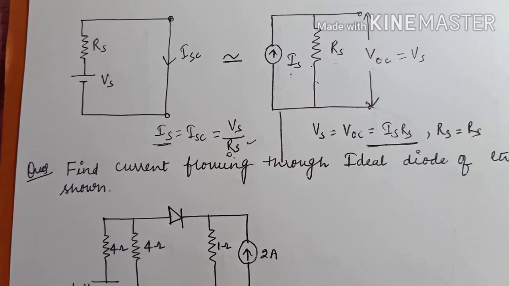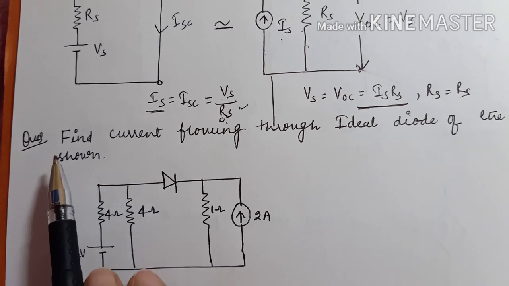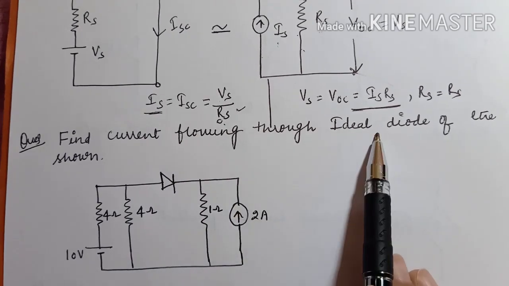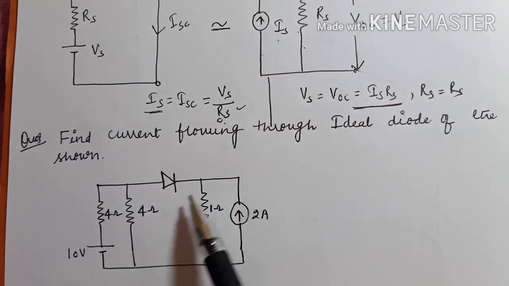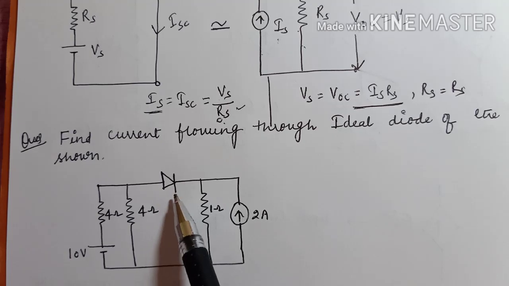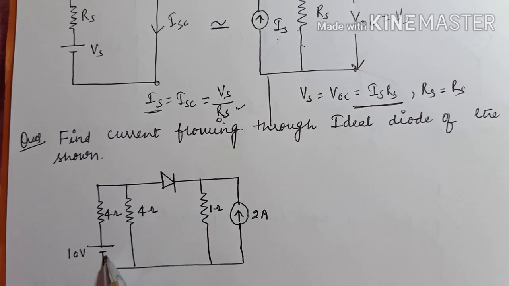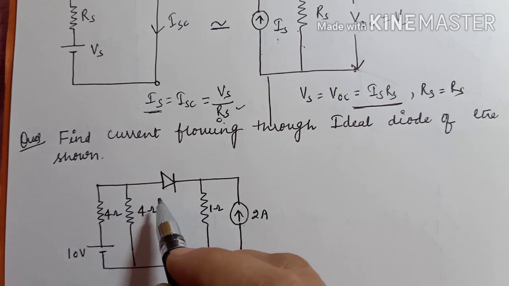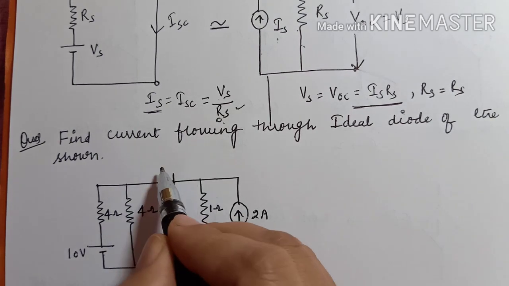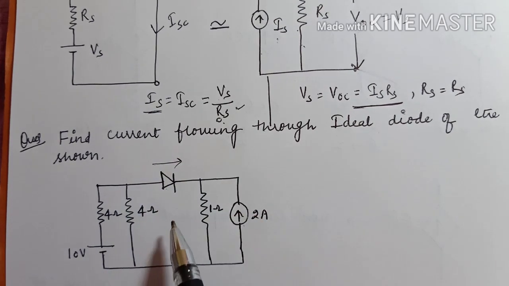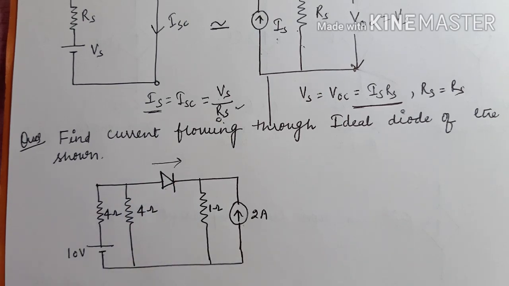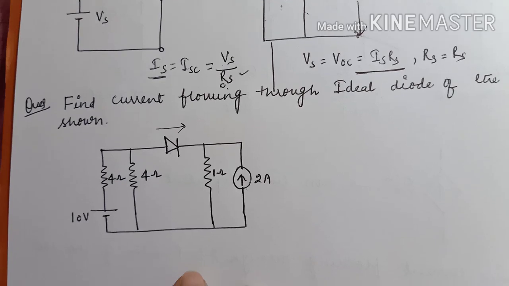So I have taken this question here. In this question, find the current flowing through the ideal diode of the circuit shown. In this circuit, this is your ideal diode. One voltage source is given, one current source is given. So here you need to find the current flowing through this ideal diode. Whatever current is flowing through this ideal diode, you need to find out. Clear?